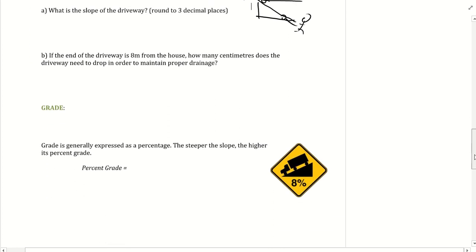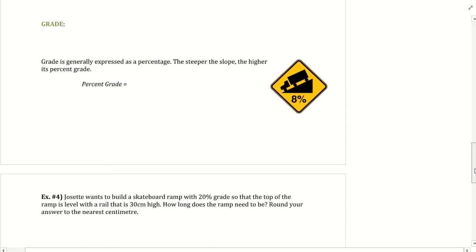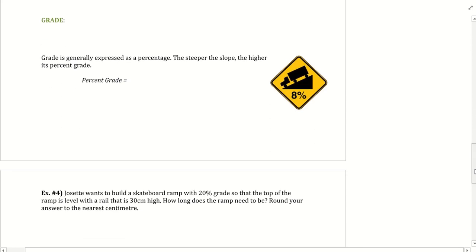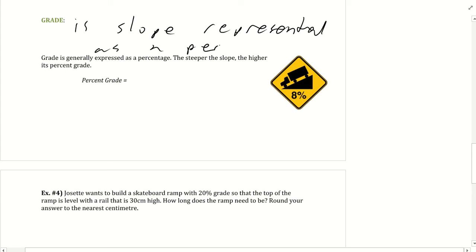All right, moving right along. This is going well. Let's take a look at grade. Basically it says right here, grade is essentially expressed as a percentage. The steeper the slope is, the higher the percentage. So grade is slope represented as a percent. That's why we get percent grade going on there.